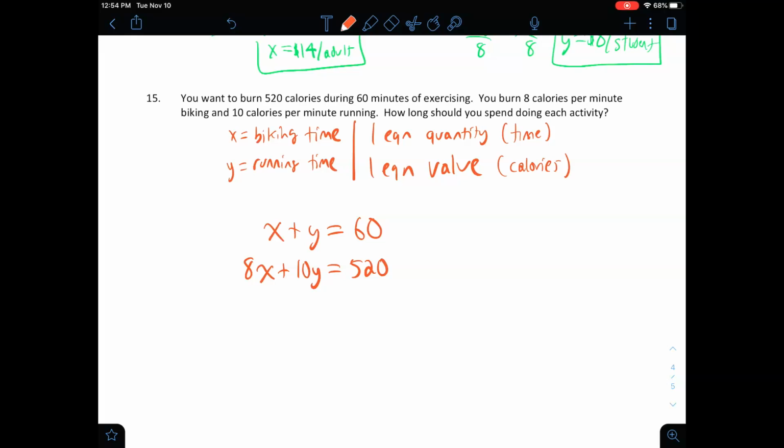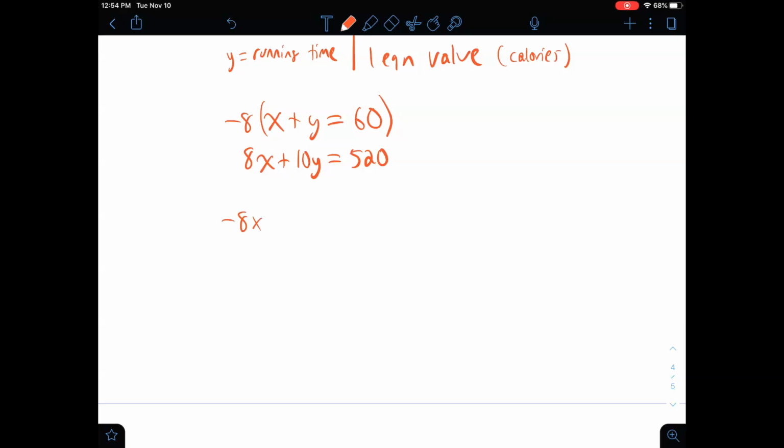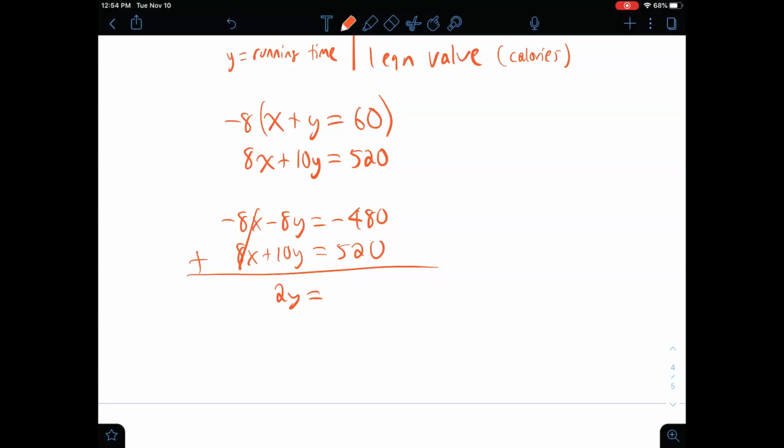Okay, I want to cancel the x's. I want to do elimination here. What can I multiply the top by to cancel the x's? What's the opposite of 8x? It's negative 8x. I'm going to multiply the top by negative 8. So we're going to get negative 8x minus 8y equals negative 480, sorry. And that's how I was checking myself. 8x plus 10y equals 520. Add straight down. The x's are going to cancel. 2y is going to equal 40. Divide by 2. y is going to equal 20 minutes running.